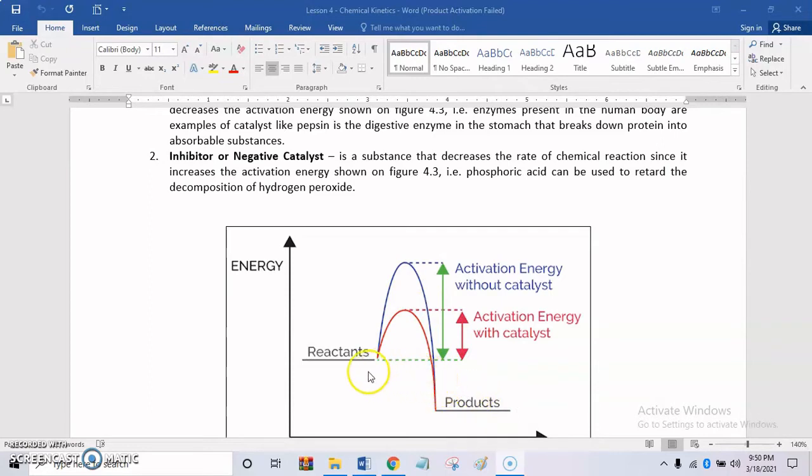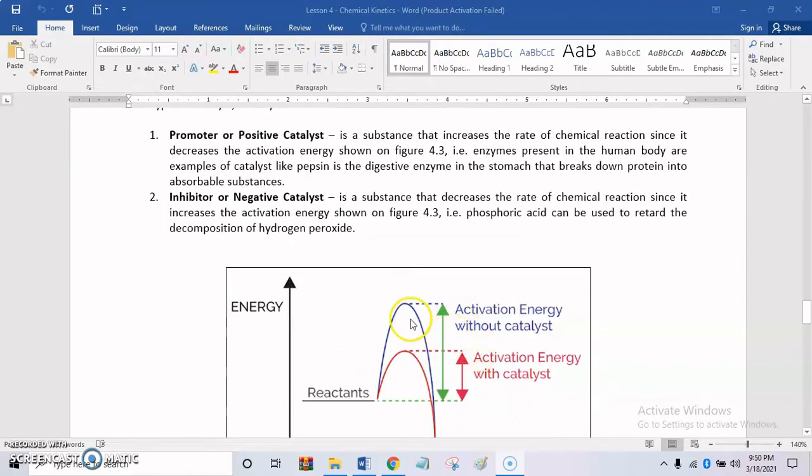When we have a reactant with no catalyst present, the activation energy without catalyst, this blue curve here, is very wide. The higher the energy needed for the reactants to produce product. But when a catalyst is present, it will decrease the energy needed for the reactants to proceed to product. That's the essence of a catalyst.